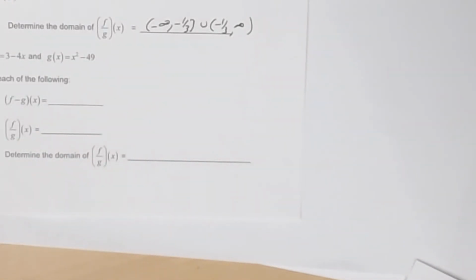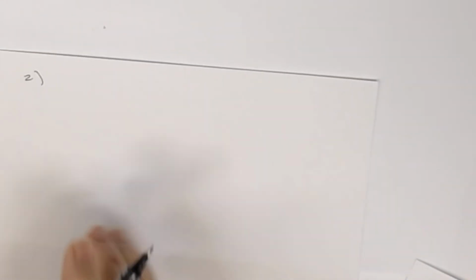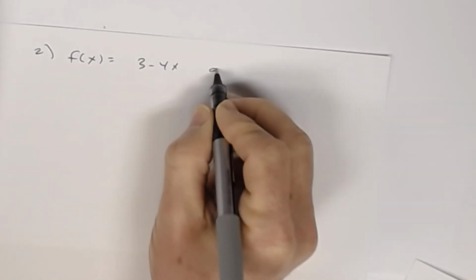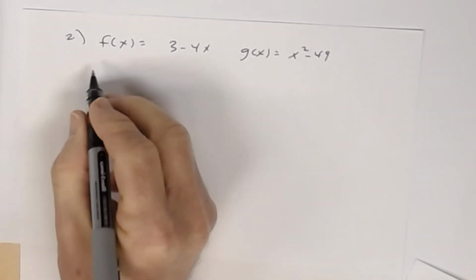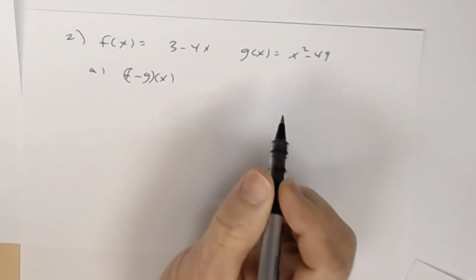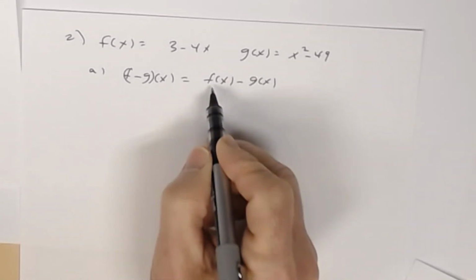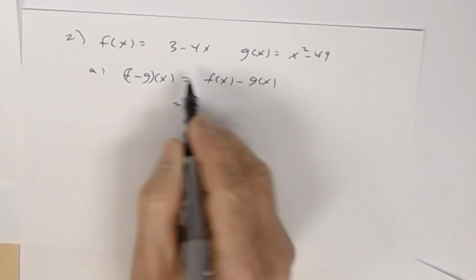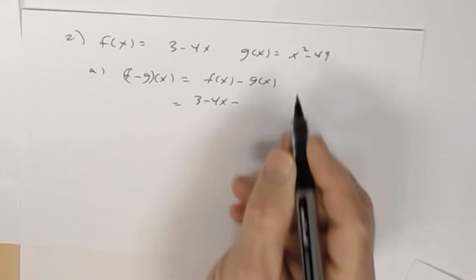So number 2, we have f of x is 3 minus 4x, and g of x is x squared minus 49. All right, so in 2a, you want to find f minus g at x. By definition, this means f of x minus g of x. And so notice I'm subtracting, so I have to put this function in parentheses. So f of x is this linear function. G of x is this quadratic function.